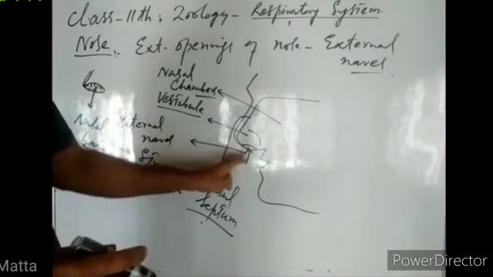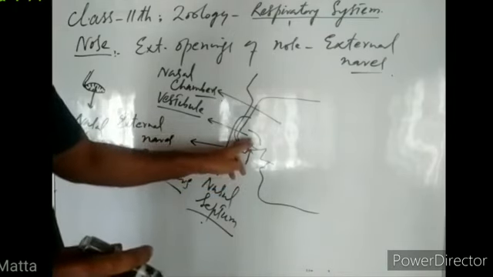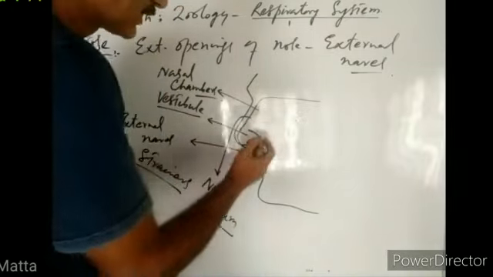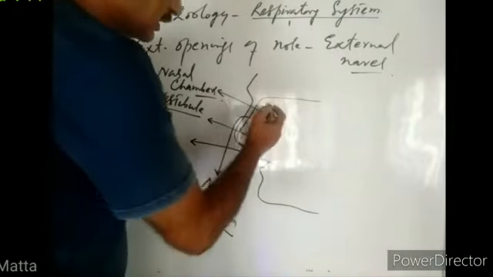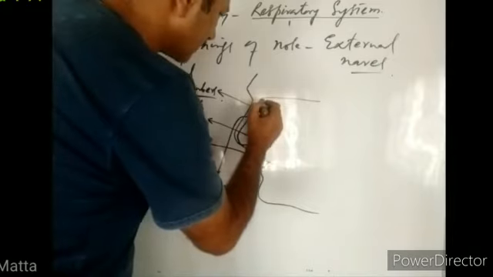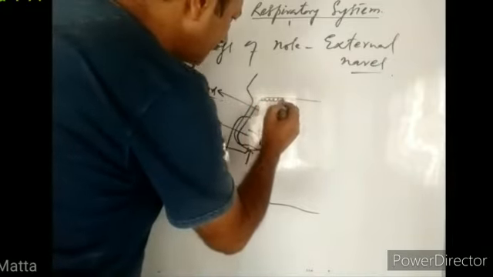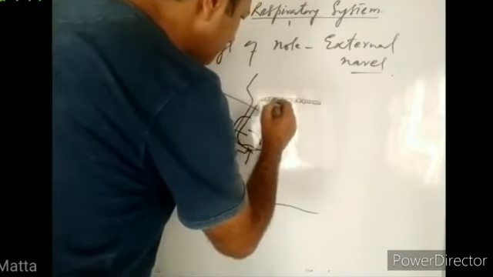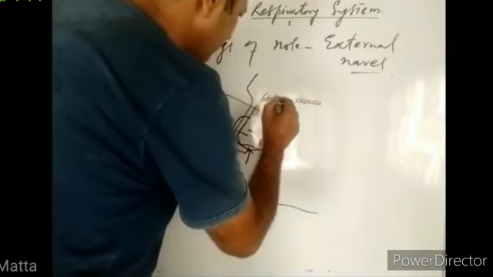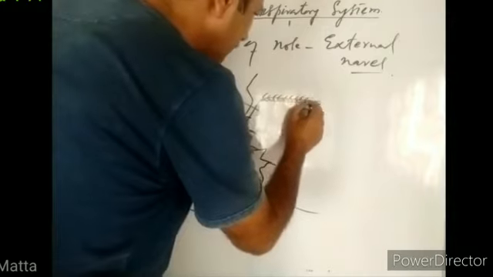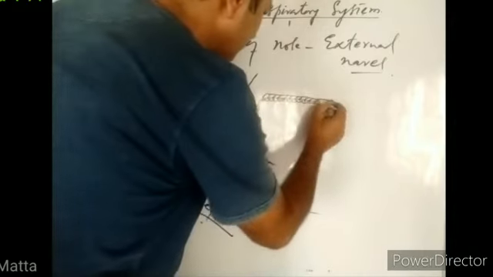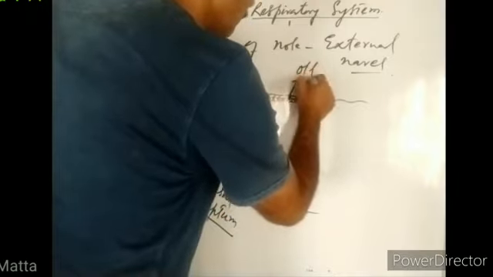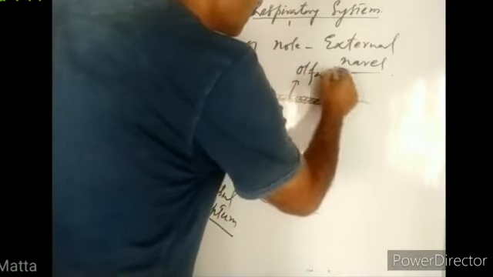When the inhaled air enters the vestibule, from the vestibule it goes into the nasal chambers. These nasal chambers are lined by two types of epithelium. One epithelium is present on the roof of the nasal chambers. This epithelium, present on the roof of the nasal chamber, is known as the olfactory epithelium.